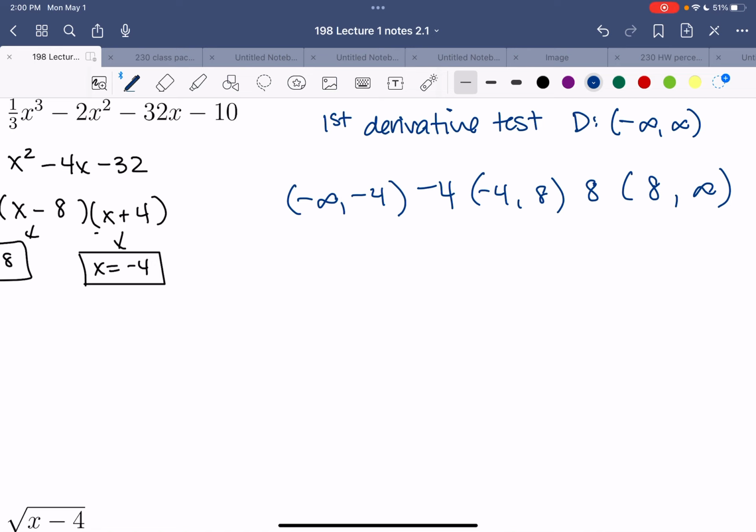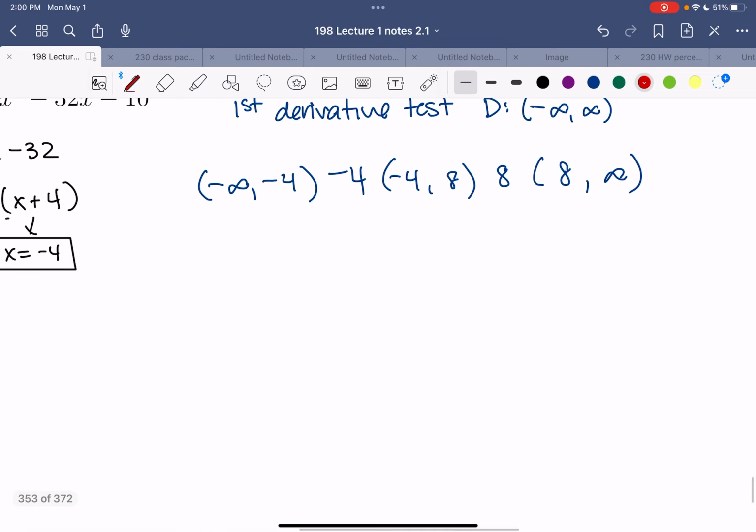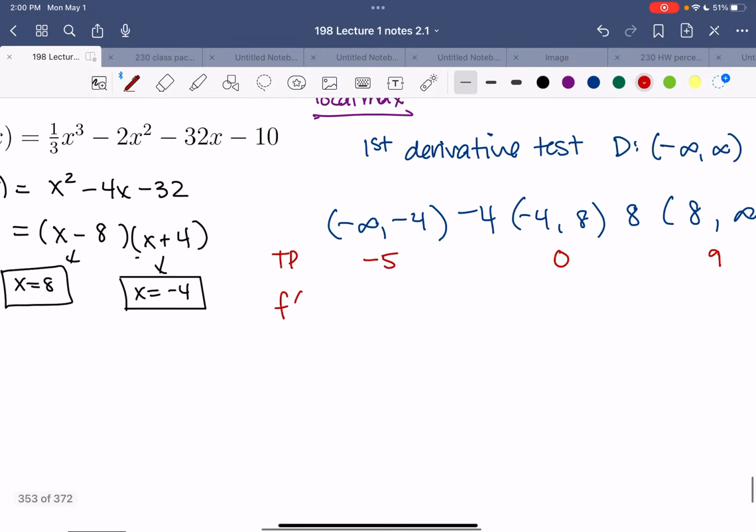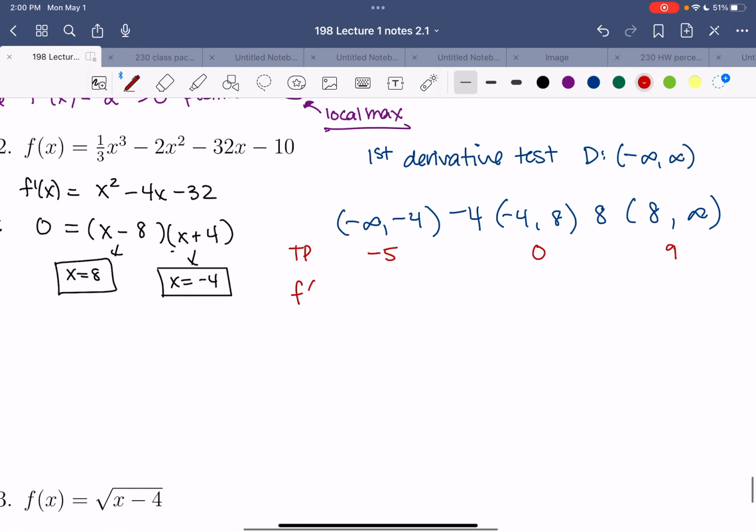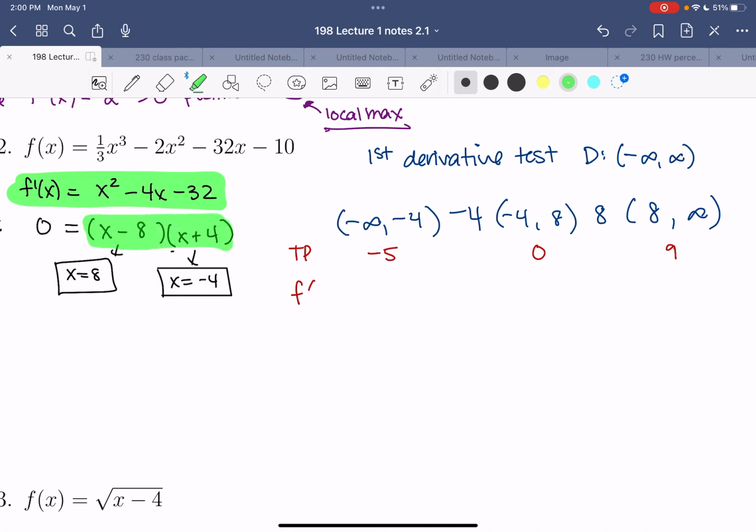From here, I'm going to choose test points. I want a test point in each interval. In the first interval, I'm going to choose negative 5. In between negative 4 and 8, I'm going with 0. And a number bigger than 8 would be, let's go with 9 or 10, your choice. I'm going to plug that into the first derivative because we're doing the first derivative test, and my first derivative is this one right here. You could also use the factored form if you like, which is this part. I didn't do any algebra besides factoring it, so I could use the same one there.